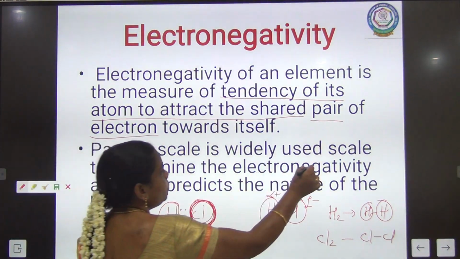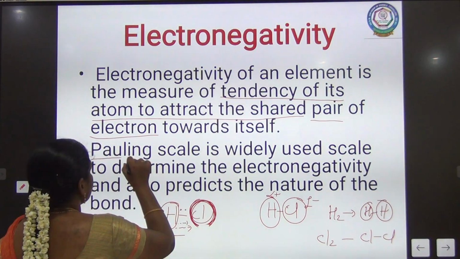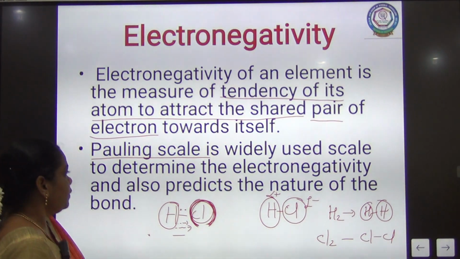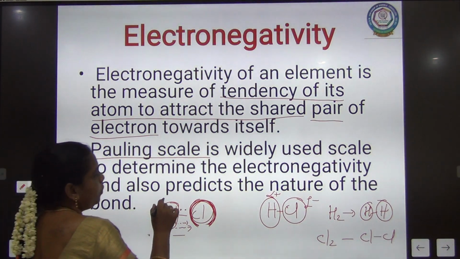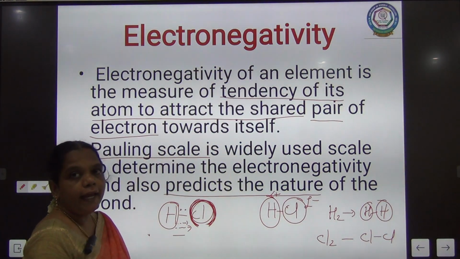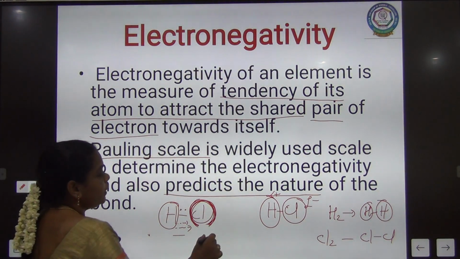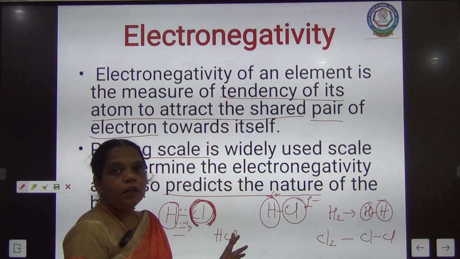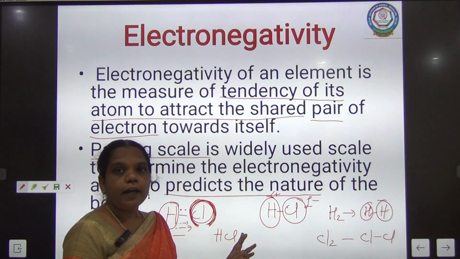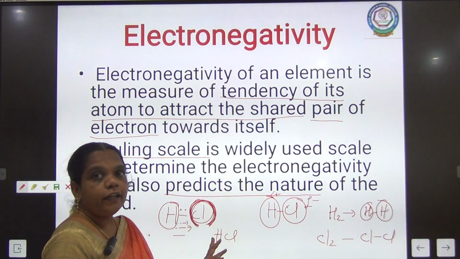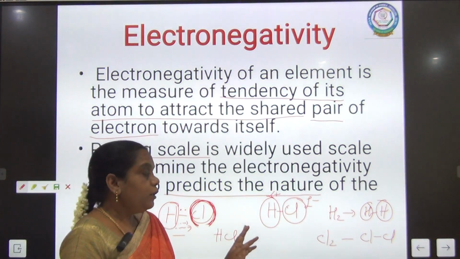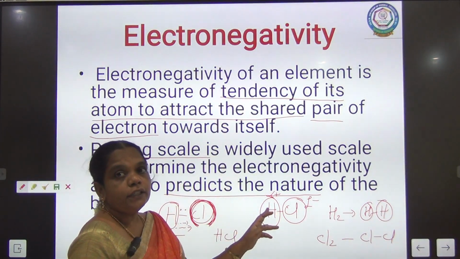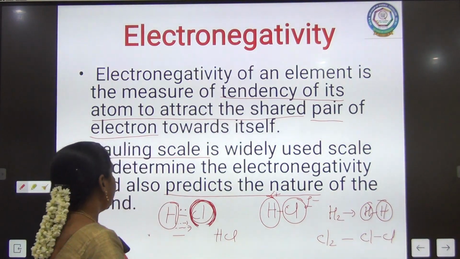Electronegativity can be measured using the Pauling scale. Using the Pauling scale, we can predict the nature of the bond. Here we can see that HCl is a covalent bond. A covalent molecule has neutral atoms, but due to electronegativity, partial ends are created. So based on the electronegativity value, we can predict the nature of the bond. How do we predict it?